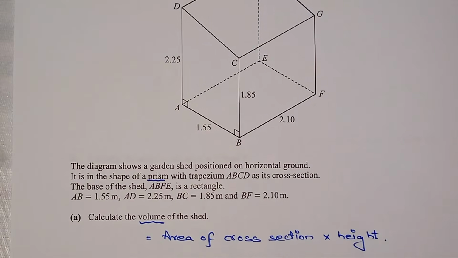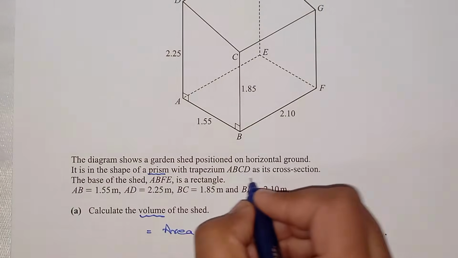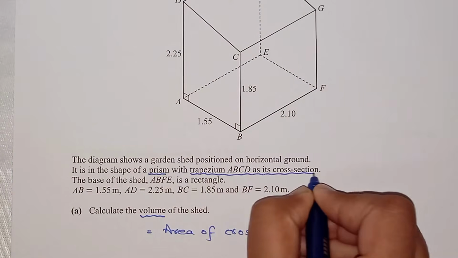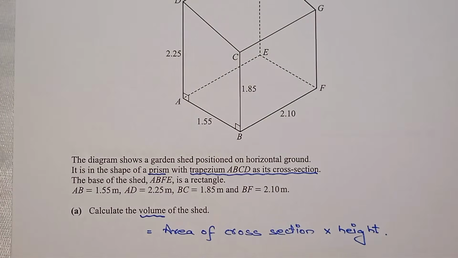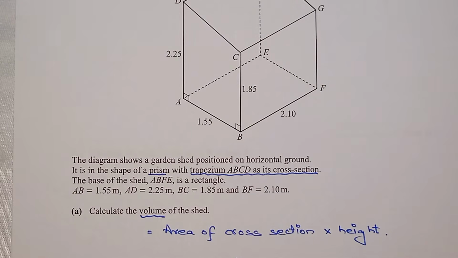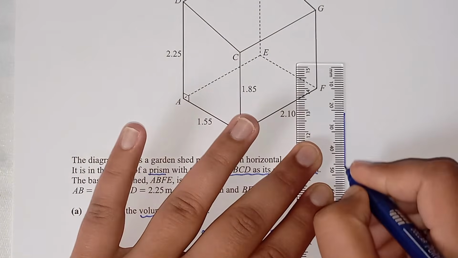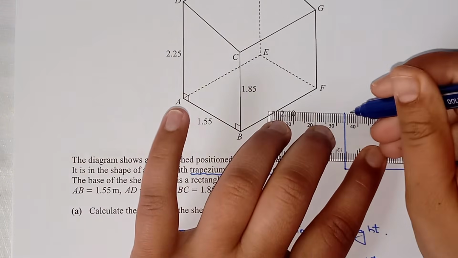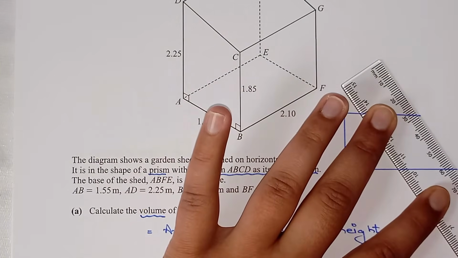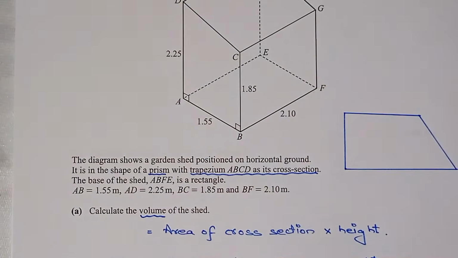So what is the area of the cross section? As we know, the cross section is a trapezium. We need to find the area of the trapezium, and then times by height. If I draw the trapezium separately over here, this would be more clear to you. This is a shape of a trapezium.